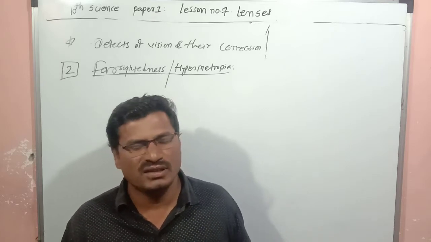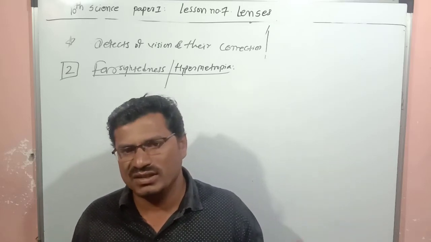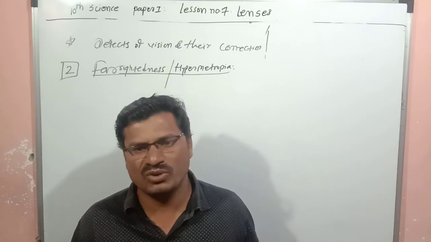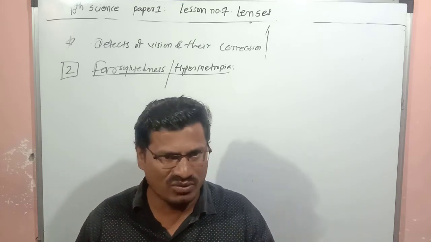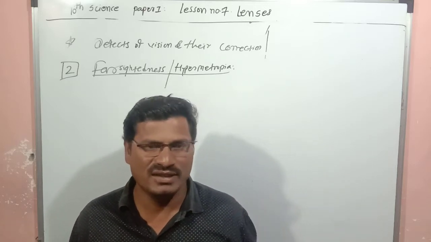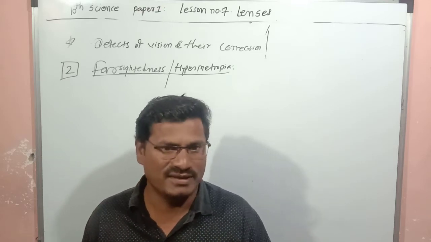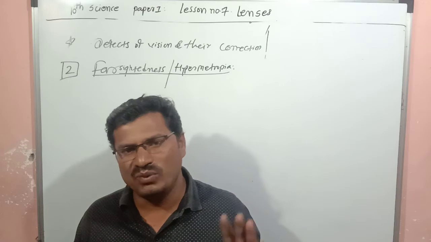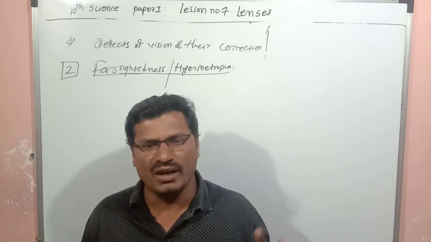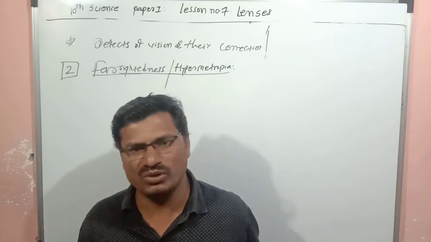First, this defect can be corrected by using a convex lens. The convex lens has more converging power, so the light rays will be converged first, then the light rays fall on the eye lens and are converged on the retina by the eye lens. Also, the focal length of the convex lens is positive, and that's why the power of the lens will also be positive. Those diagrams we are going to draw.